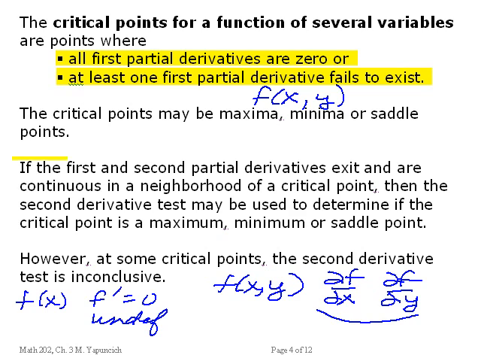Now, if at this point we also have continuous second partial derivatives, then we can use the second derivative test to determine whether this critical point is a maximum, a minimum, or a saddle point. Sometimes the second derivative test is inconclusive, though.